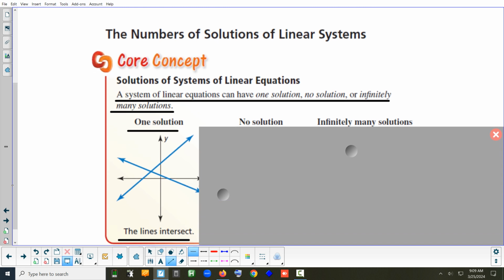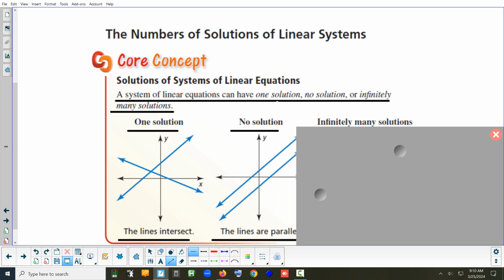So you guys have a grid, three graphs right below it. On the top of the graph, you can write one solution. And then on the bottom of it, you can write the lines intersect. Now, no solution, I just kind of drew that one with you. Anyone remember, what did the no solution look like? Parallel. Yeah, we had two lines that were parallel.